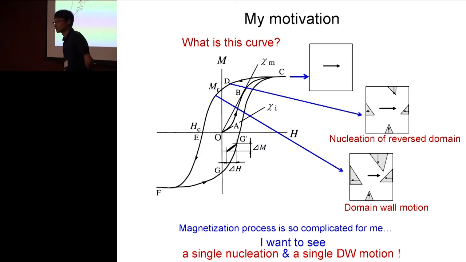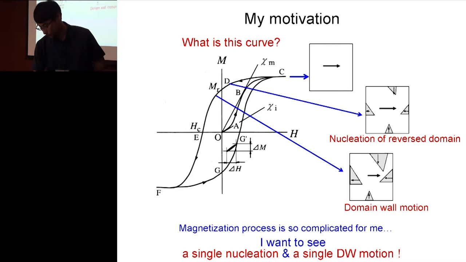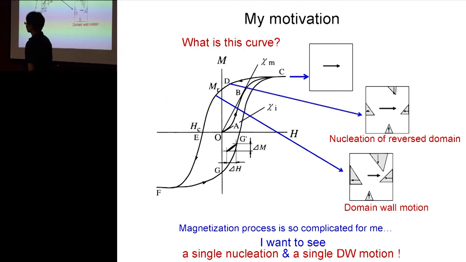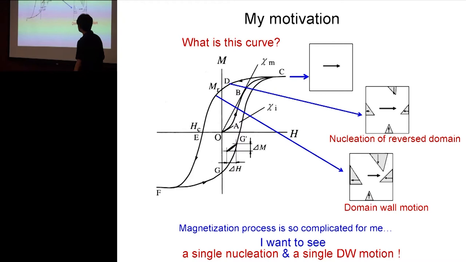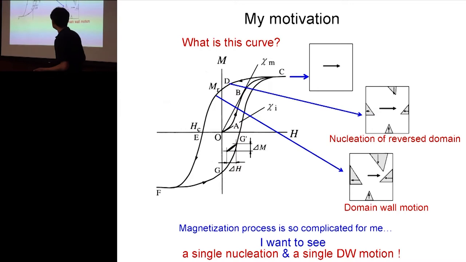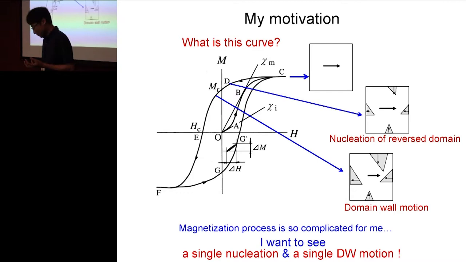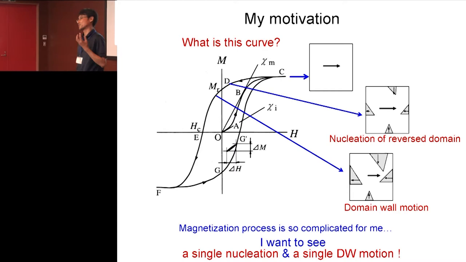And then if you increase the field in the opposite direction, you see further reduction of your magnetization, which means this reverse domain is now expanding with the motion of the domain wall. Okay. So this magnetization process is really complicated.